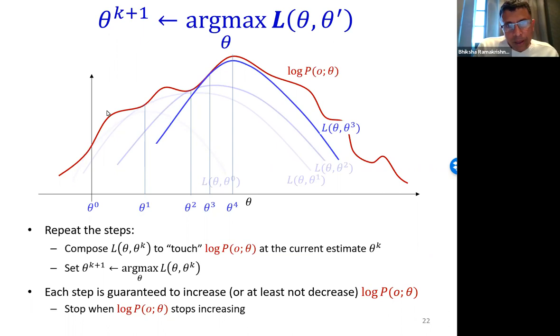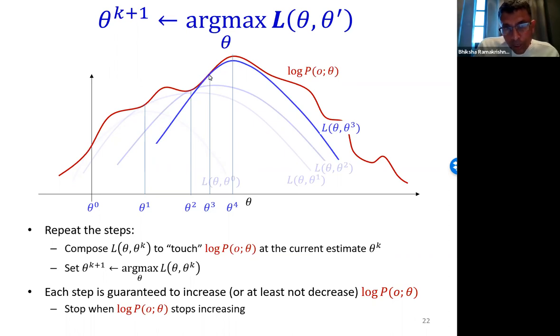Right. So if my blue curve wasn't exactly touching the red curve, then maximizing the blue curve may not quite increase the red curve. But if it exactly touches the red curve, it is guaranteed to increase the red curve. Then maximizing the blue curve will increase the red curve. Does that make sense? So, any questions? No. Okay.